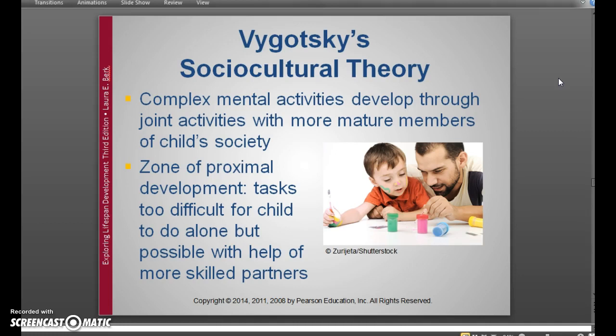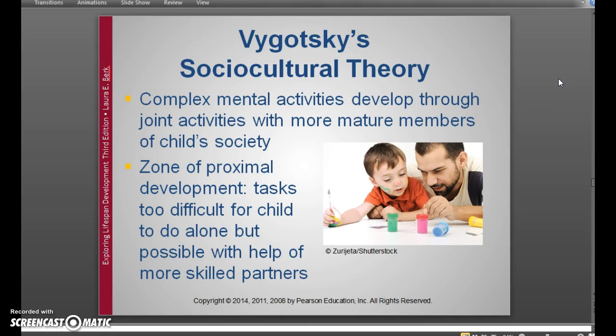in a nutshell, his theory is that children learn by imitating or modeling after older peers or adults. So in this chapter with infants and toddlerhood, he is saying that complex mental activities will occur or develop through joint activities with more mature members of the child's surrounding environment, people. So he had the zone of proximal development, where tasks are too difficult for a child to do alone, but the task is possible with the help of more skilled partners.